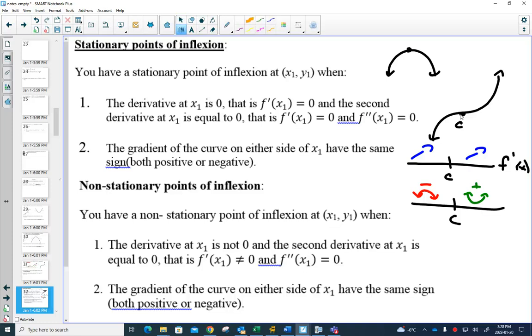So if I have an x-cubed graph like this, you will have a non-stationary point of inflection right there, sort of in the middle. You can see it changes from concave up to concave down. At that point, it's not a max or a min. So your first derivative will not equal 0. You can see if I drew a tangent there, my first derivative would be a positive slope. Okay? But it does change from concave up to concave down at that point.